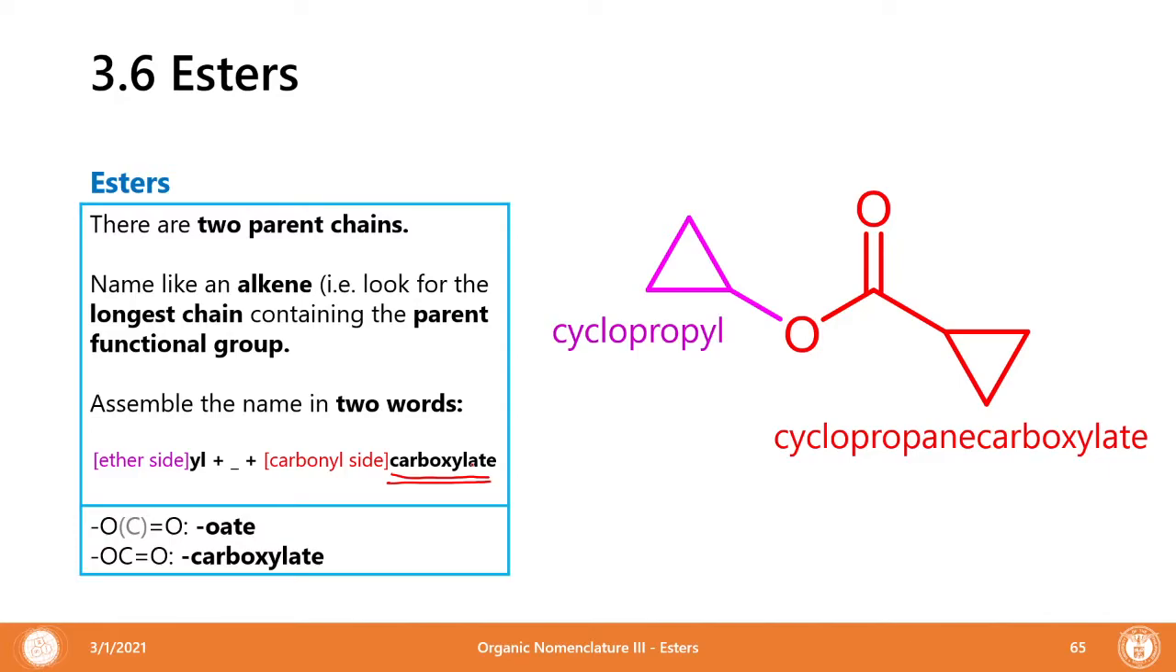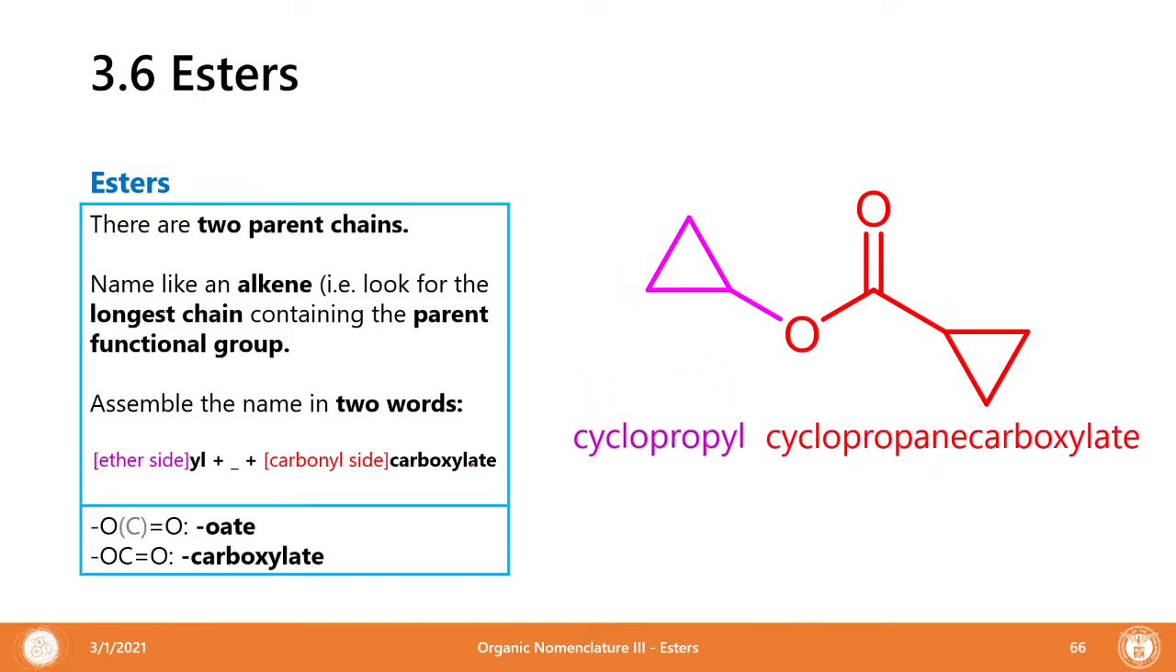We don't have any substituents, so in this case, let's start locant numbering. Doing locant numbering, we set number 1 at the alpha carbon. The same for the ether side, so the direct ether connection. So assembling the name, we get cyclopropyl cyclopropanecarboxylate. So there's no locant numbering involved in the name. So that's for esters with cyclic parent chains.